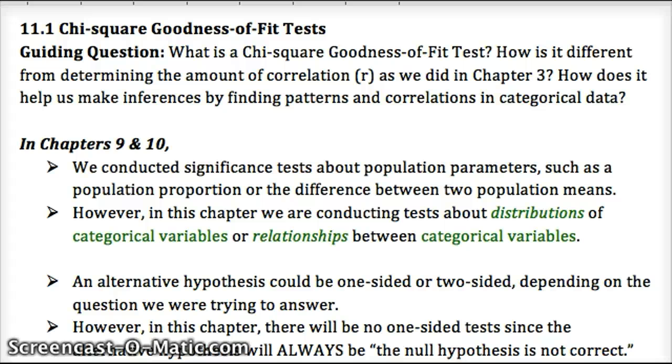Previously, an alternative hypothesis could be one-sided or two-sided depending on the question we were trying to answer. But now in this chapter we're always going to be looking at categorical data. So the alternative hypothesis will always be that the null hypothesis is not correct. So it would always be a two-sided test, never a one-sided test. So keep that in mind as we go forward. We did a lot of one-sided tests in the last two chapters.